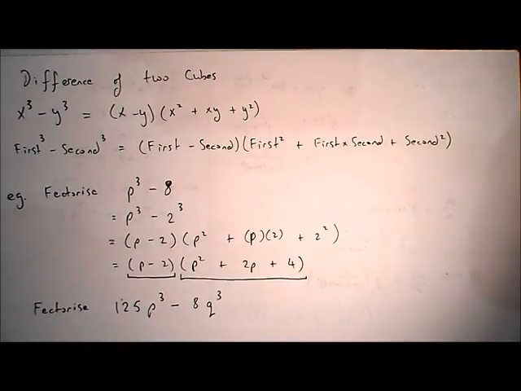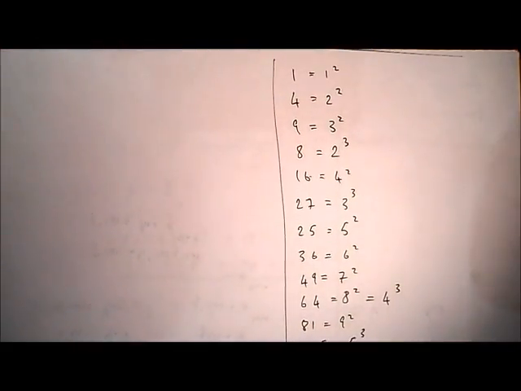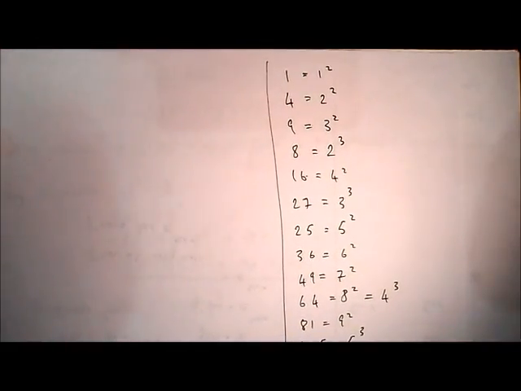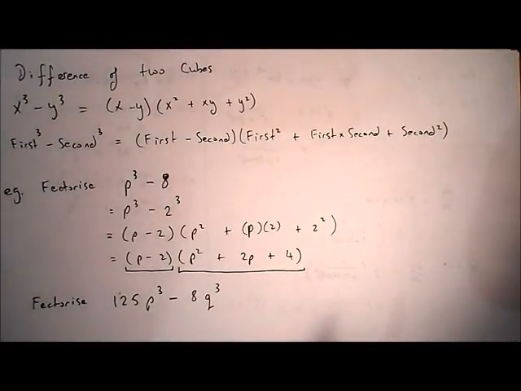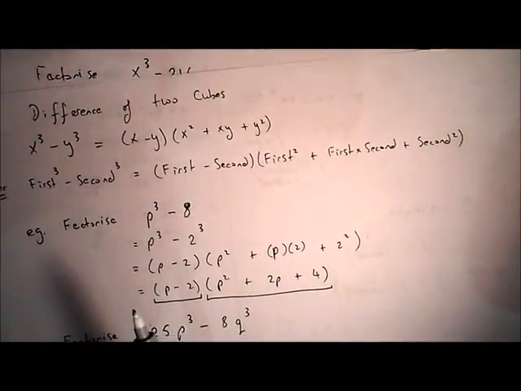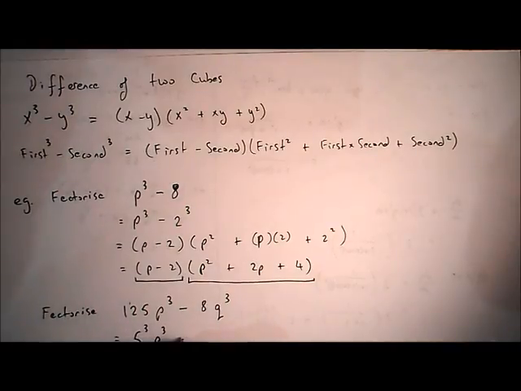So we've got 125p cubed minus 8q cubed. Let's have a look at those two numbers first of all. 125 is the same as 5 cubed, and 8q cubed, 8 is the same as 2 cubed. So instead of writing 125, I'm going to write 5 cubed. That's the same as 5 cubed p cubed minus 2 cubed q cubed.